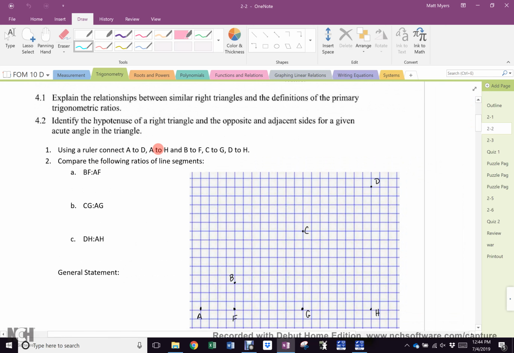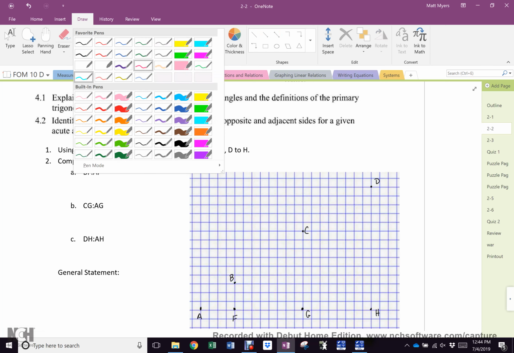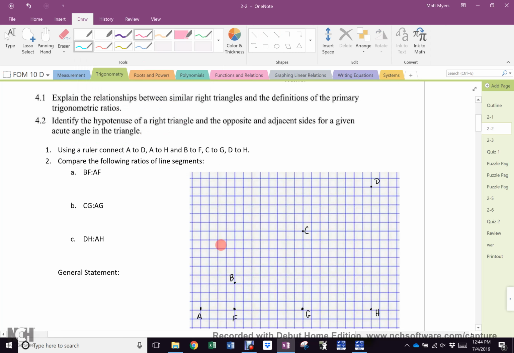So, use a ruler to connect A to D. So you guys just sketch it. Oh, that's a bad color. It probably doesn't show up very well. Yeah, I don't like that. Let's use pink. A to D.